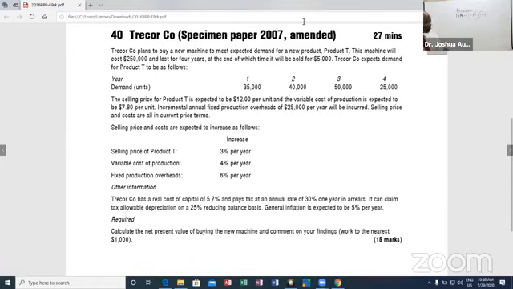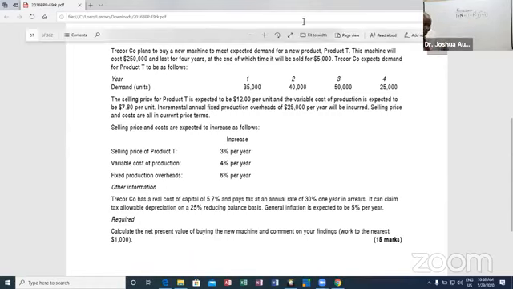General inflation is expected to be 5% per year. Required: calculate the net present value of buying the machine and comment on your findings. And they want us to work to the nearest $1,000. So ladies and gentlemen, this kind of question is straightforward, but very few CPA Section 5 students will be able to get this question 100%, all the marks.